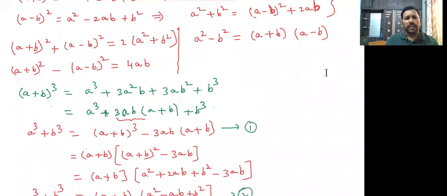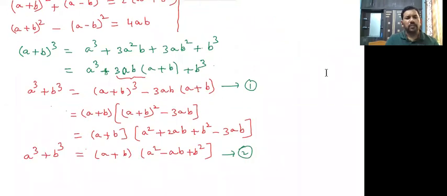Okay, very good. Thank you. So (a + b)³, there are two formulas: a³ + 3a²b + 3ab² + b³, and a³ + b³ = (a + b)³ − 3ab(a + b), which is (a + b)(a² − ab + b²).